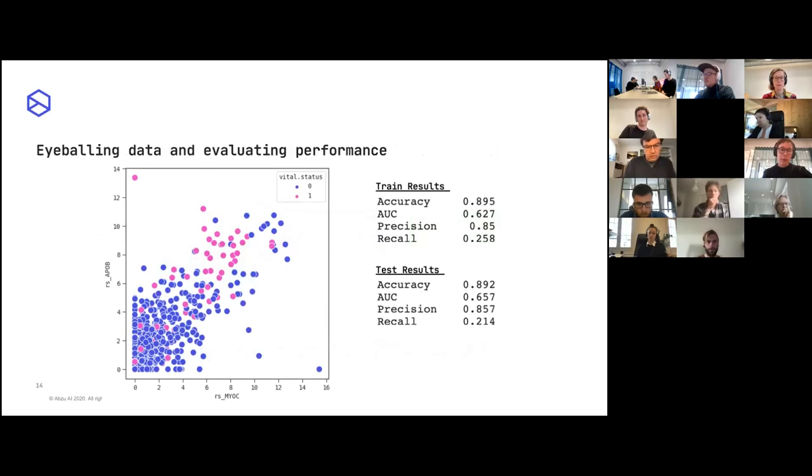But first things first, what I like to do is to try to understand what happened here. What did the QLattice do? One simple way to do that with a 2-feature model is to just do the scatter plot. So what you're seeing here is the RS-MYOC gene expression, which goes from 0 to 16, and similarly the RS-ApoB. We have all our samples here, and then we have the vital status up here. 0 means survival, and 1 means that you died.